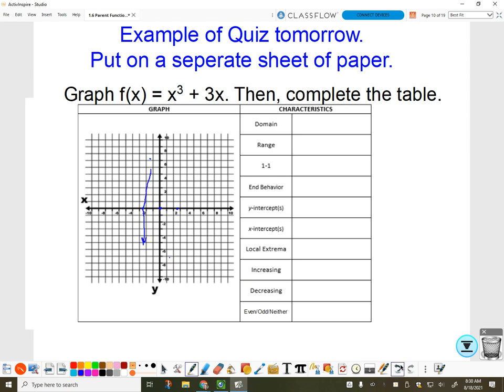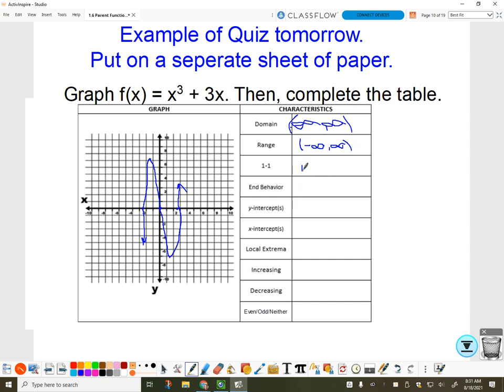So give me lots of grace. This should be a lot smoother on your paper. Again, I'm trying to draw on the computer with the mouse and it's quite horrible. Alright, so domain is going to be negative infinity to infinity. Okay. Range will also be negative infinity. Let me slow down and see if I can make this actually look decent. There we go.